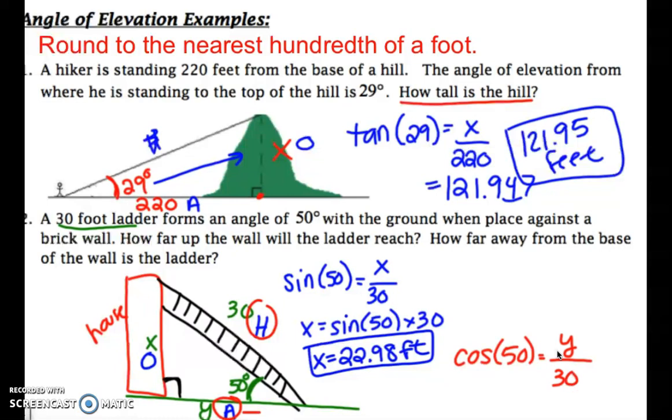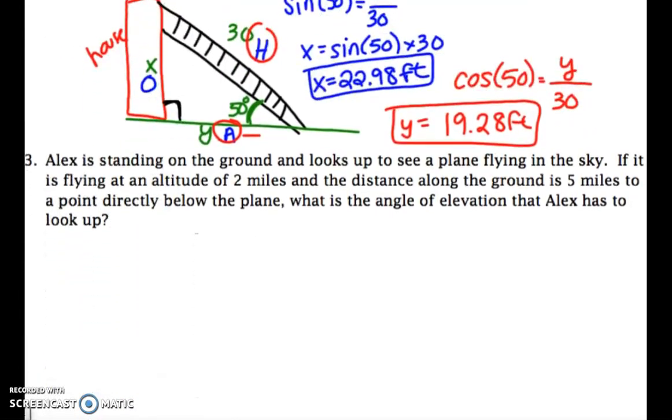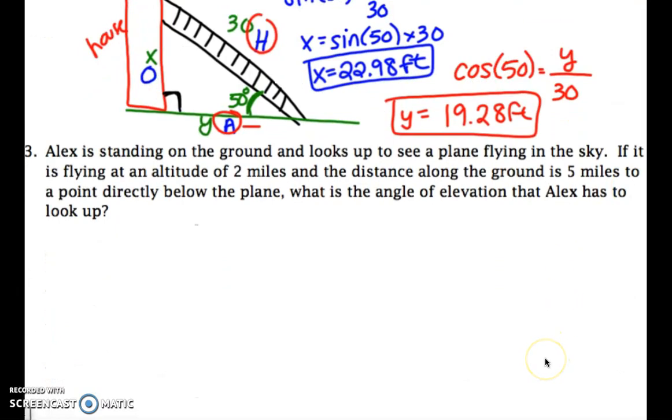So I'm actually going to call that y. So again, my variable is up high. I'm going to cross multiply. So cosine of 50 times 30. So I get 19.28 feet. So that is how far from the base of the building the ladder is. Okay? All right. Let me know if you have any questions on that one. Otherwise, we're going to look at number 3.